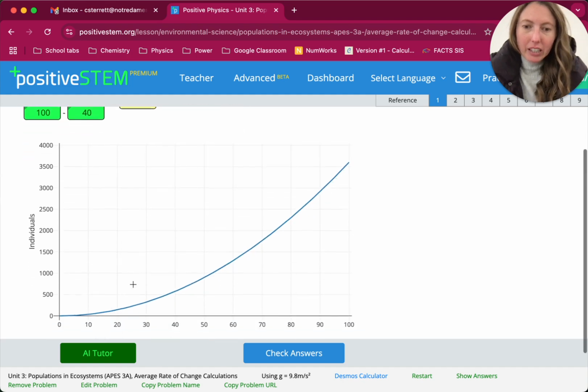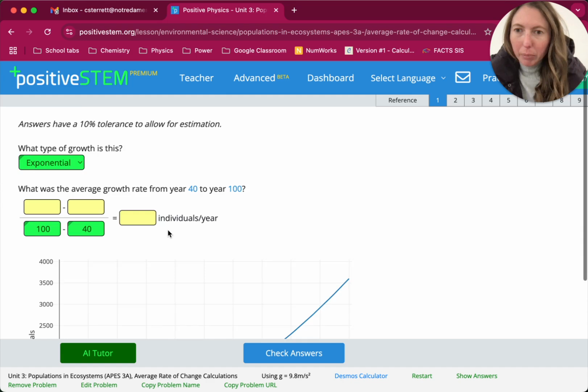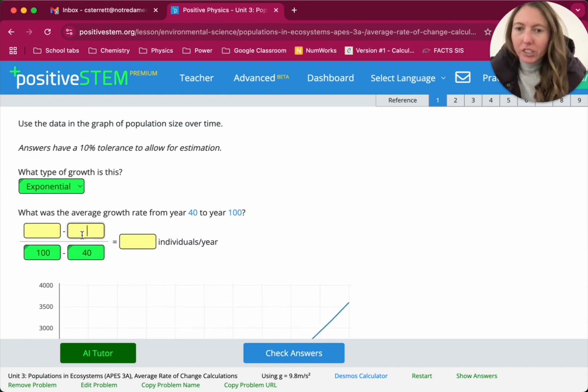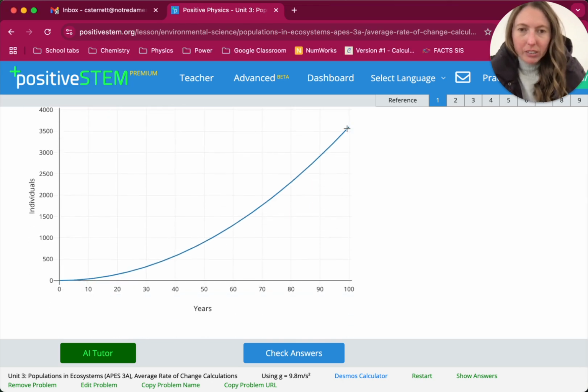So now we'll hover over the graph to find the Y value of population at those years. So when we look at year 40, we can see the number of individuals in this population. This is just a generic population. It could be people, it could not be. 576 individuals, and then at year 100, we'll hover on the graph and see, so this is right at the end of the graph, 3,600, perfect.